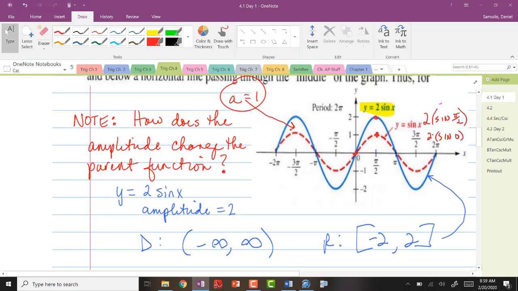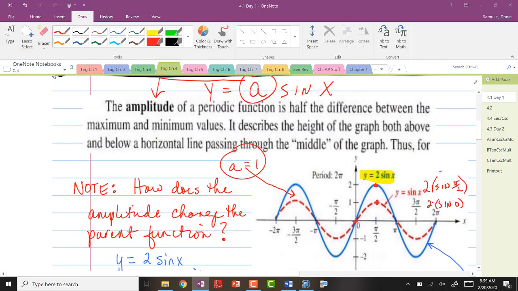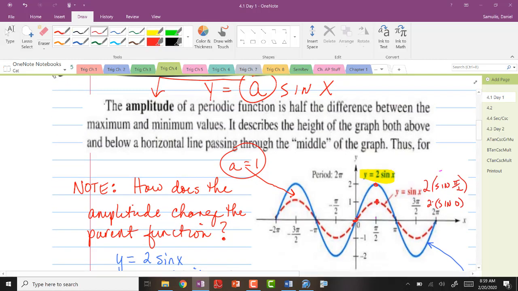I do want you to write one thing down. I'm sorry, this is really a key definition.